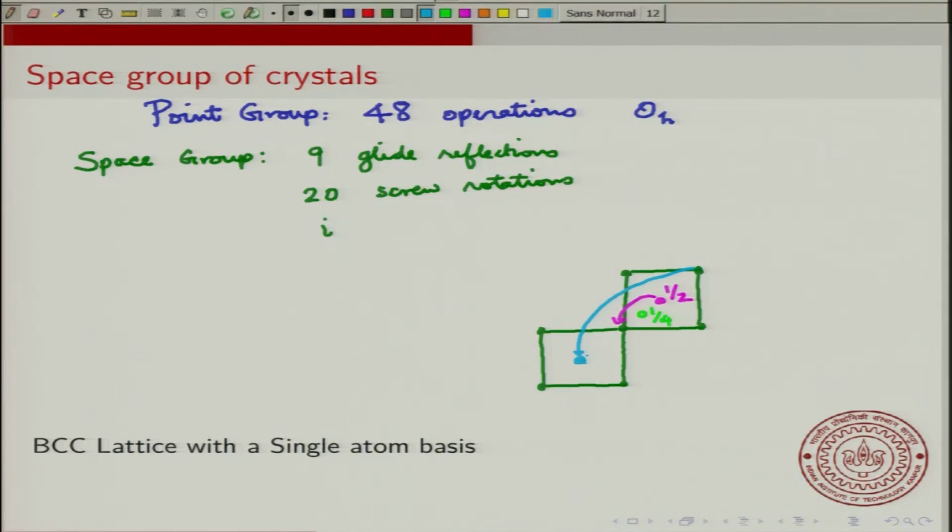If you count the total number of operations that you get after putting everything together, this space group has 96 operations. So essentially it has doubled the number of operations of the point group. It's gone up by a factor of 2. There are 96 unique operations in the space group of BCC with a single atom basis.